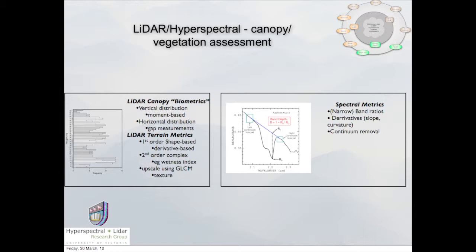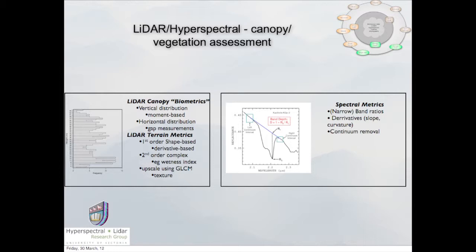So we use moment-based metrics, and for the horizontal distribution of the canopy, we use gap measurements. At the top, we use a rugosity measurement, which is sort of the bumpiness of the surface, and then we use a canopy gap fraction, which looks at the number of points and the penetration. We can split that up into very detailed gap distributions within the canopy as well. Terrain-based metrics, we have first-order shape-based metrics. These are all derivatives, so slope, aspect, curvatures, and wetness, which is complex.